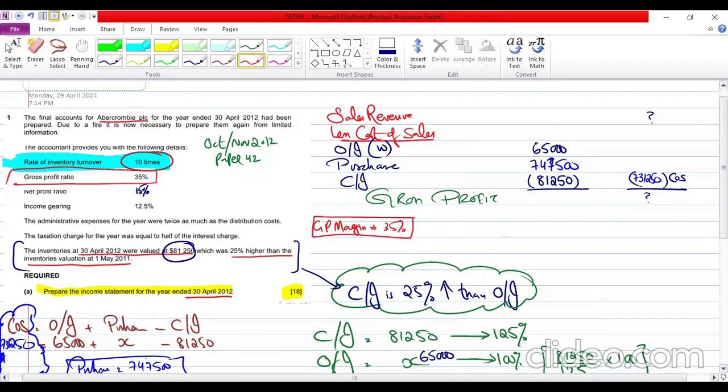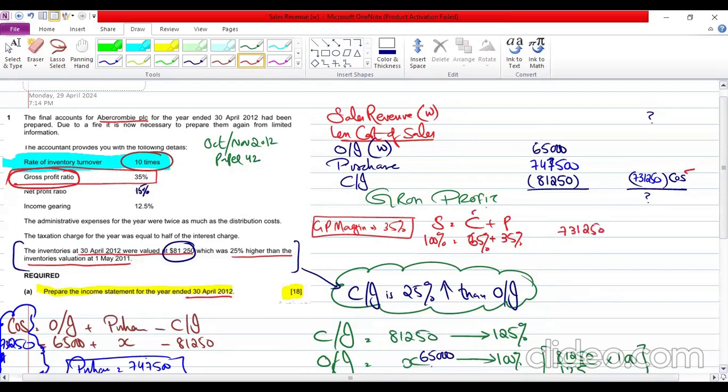After gross profit, we will continue the income statement, but I don't have space, so I'm doing a working here to find out the revenue, okay? All sales are cost plus profit. Profit is 35%. Gross profit margin means, say sales 100, cost is going to be 65. We have the cost already, 65.